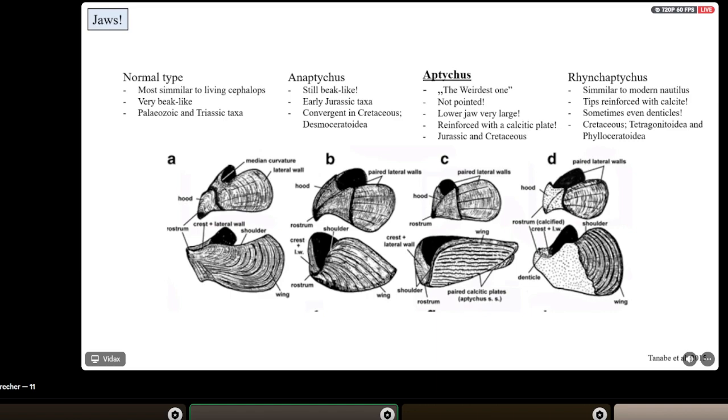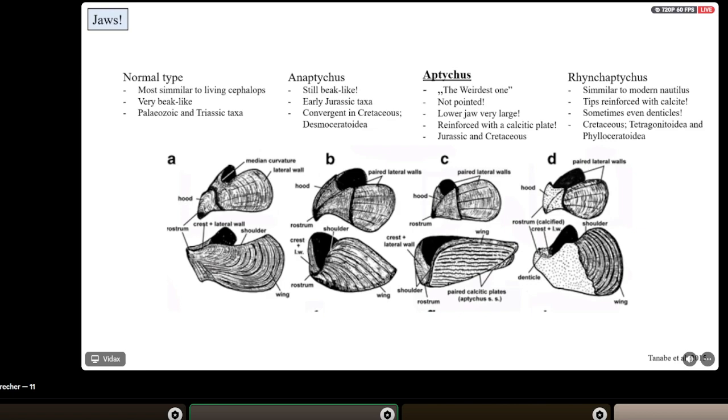To generalize, there are four main types. The normal type looks most similar to living cephalopods, a very beak-like structure, and it's typical of both Paleozoic and Triassic ammonites. It indicates that they were most likely some kind of predator. Anaptychus is a very similar thing, but differs in morphology, so it's a different type, typical for early Jurassic taxa. There is a convergent type that evolves from the next type in the Cretaceous, in Desmoceratoidea, if I'm not mistaken. The giant Parapuzosia, the 2-meter ammonite, is in that group. That's also probably a carnivorous animal.